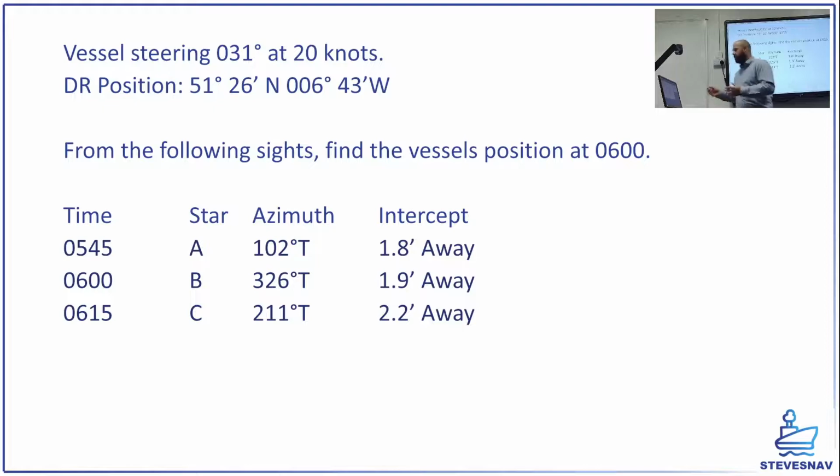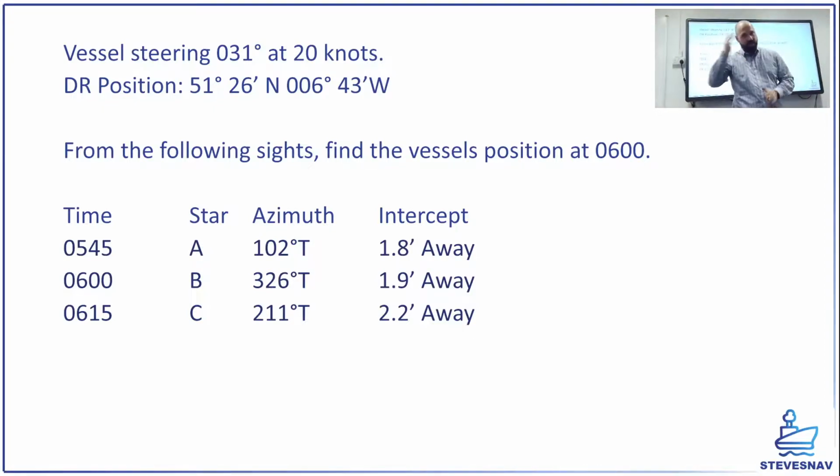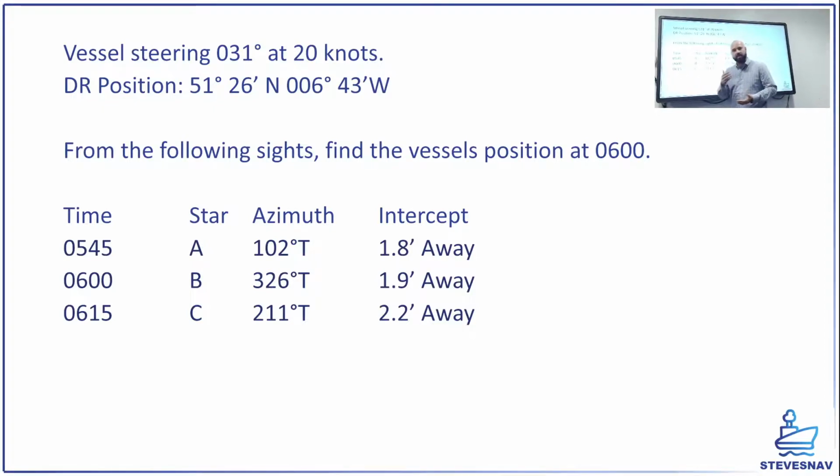You will have a course, in this case 031, and a speed, in this case 20 knots, and a DR, 51 26 north, 6 43 west. And it will say, from the following sites, find the vessel's position at 6 o'clock, or whatever time it was. Now you can see you've got 3 sites here, one at 5:45, one at 6, and one at 6:15. But for all 3 sites, you used the same DR position to calculate it.